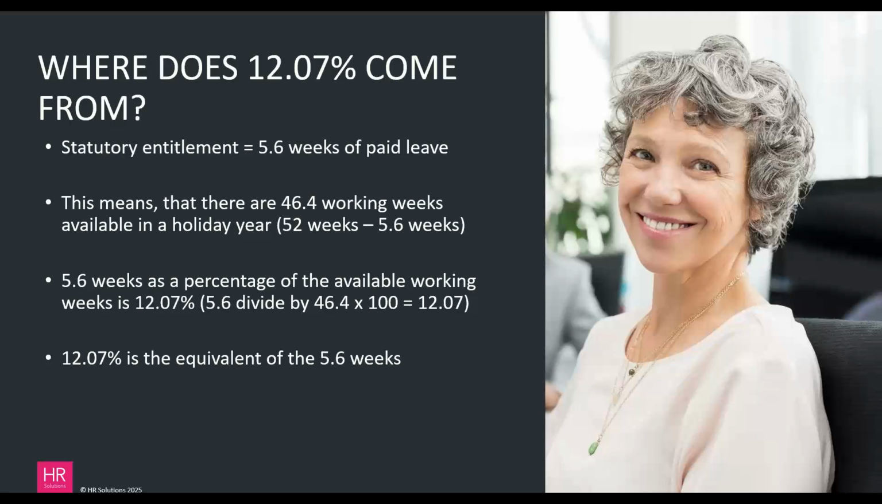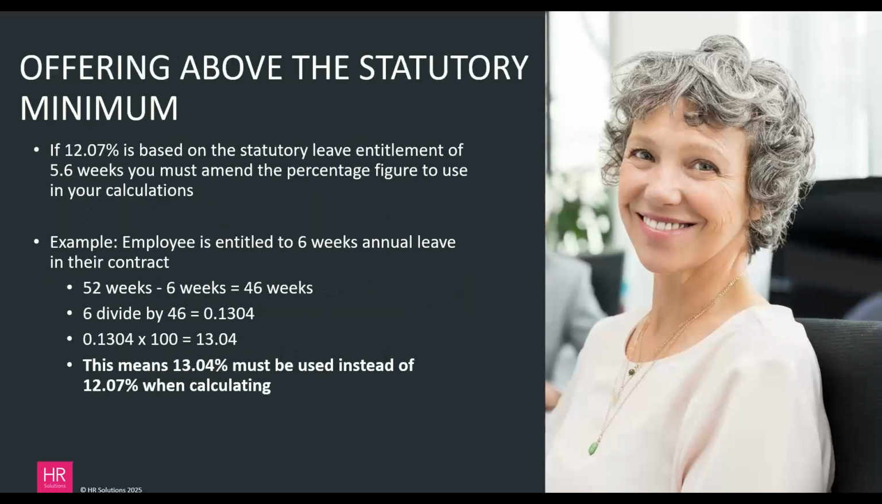So just to flag here, I know this is pretty much around the statutory position, but I just wanted to flag that if you do offer above the statutory minimum, then you need to bear in mind that the 12.07 is actually based on 5.6 weeks. But if you're not offering 5.6 weeks, you need to find a different percentage. So in the example here, say for example you give 6 weeks annual leave in your contracts of employment, you will need to find out what your 6 weeks is as a percentage.